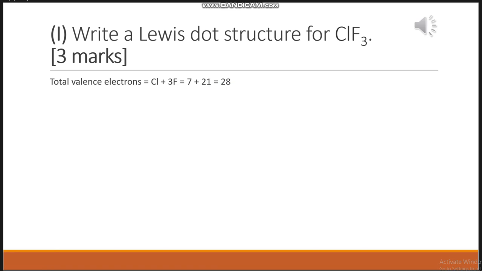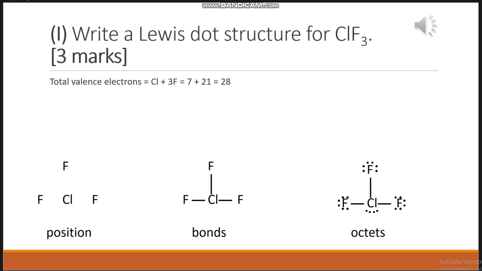Now for the drawing, we'll first begin by plotting the position of the atoms in space. We'll put the 3 fluorines round a single chlorine in the middle, because the chlorine is less electronegative than the fluorines. We'll then add the bonding pair electrons, which accounts for 6 of the 28 electrons. Then we will fill in the octets on each of the atoms. We'll begin with the fluorines because they are more electronegative, and we will add 6 electrons to each one because each fluorine already has 2 electrons from the bonding pair.